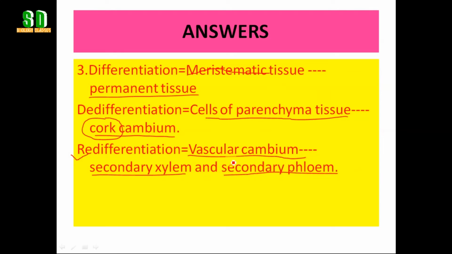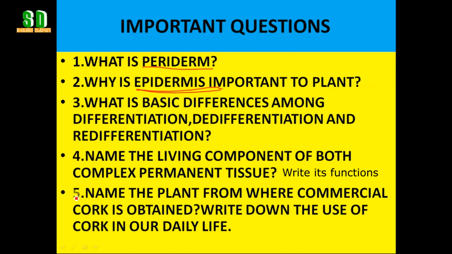During secondary growth, the vascular cambium is the secondary meristematic tissue, and it produces the complex permanent tissue, that is secondary xylem and secondary phloem. So again from the meristematic tissue, they lose the power of division and change into complex permanent tissue, secondary xylem and secondary phloem. That's why this process is called redifferentiation. I hope you clearly understand the basic difference between differentiation, dedifferentiation and redifferentiation.